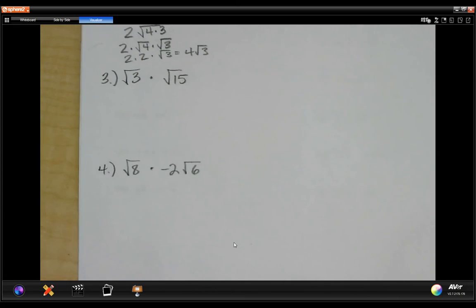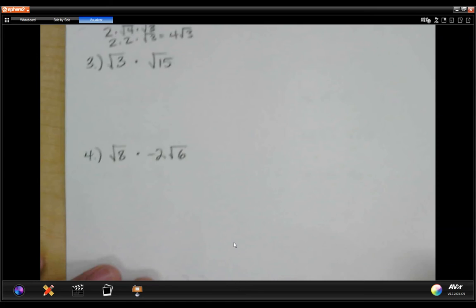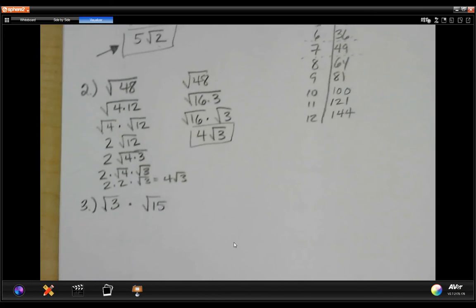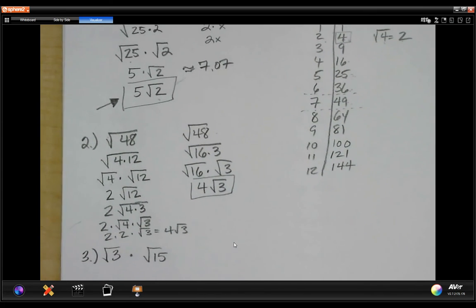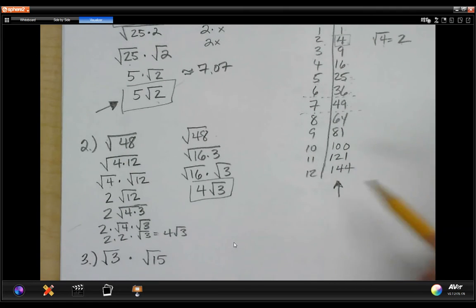So here we have what I'm calling number 3, and now we have the square root of 3 times the square root of 15. Let's go back to our list real quick and see if we see either one of those numbers in this list right here. You'll note that you do not see either the 3 or the 15 in this list at all, right? So that means both of these are not perfect squares.